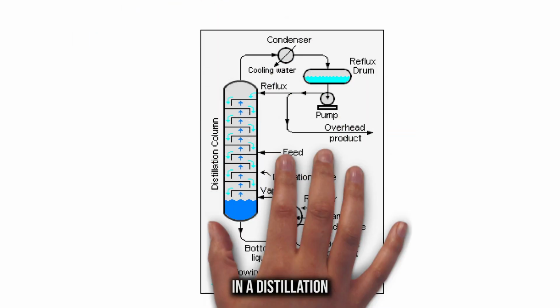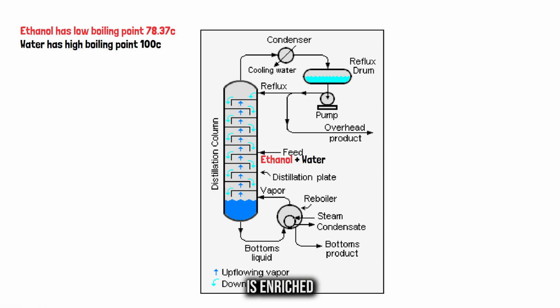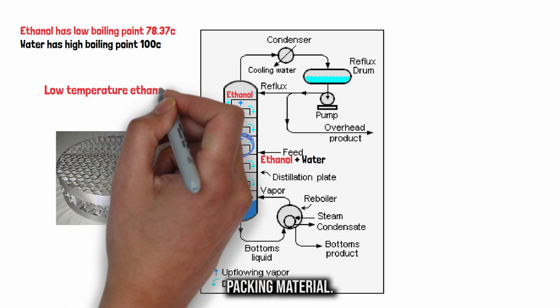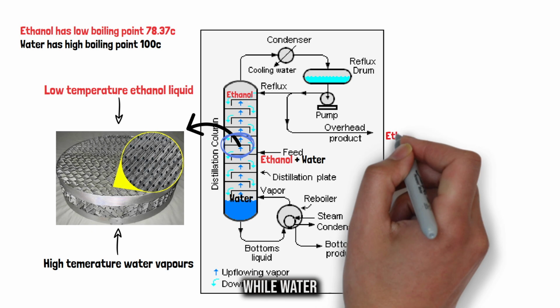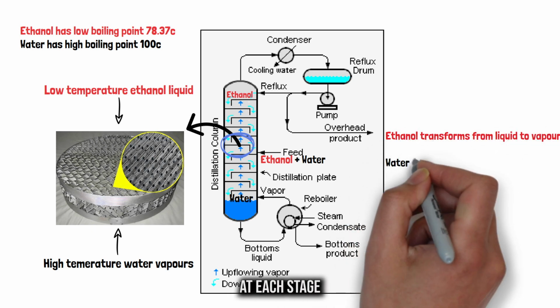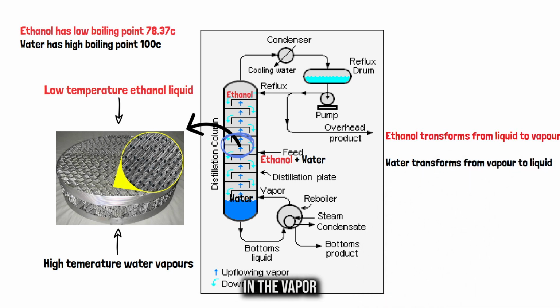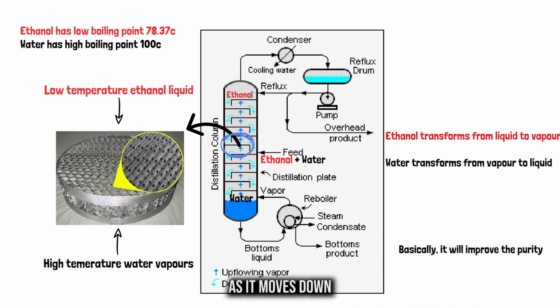Example: in a distillation column, separating ethanol from water. The rising vapor is enriched with ethanol, which is more volatile. The descending liquid becomes richer in water, which is less volatile. As they contact each other on the trays or through packing material, ethanol transfers from the liquid phase to the vapor phase, while water transfers from the vapor phase to the liquid phase. This repeated contact at each stage, tray or packing layer, increases the purity of the ethanol in the vapor as it moves up the column and the purity of the water in the liquid as it moves down.